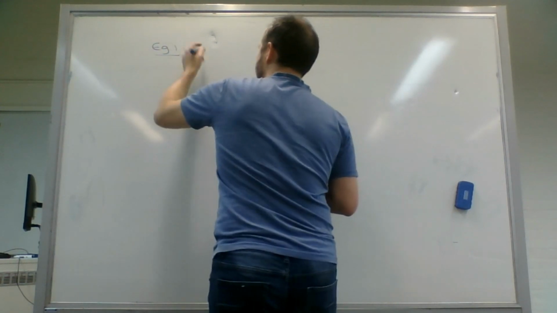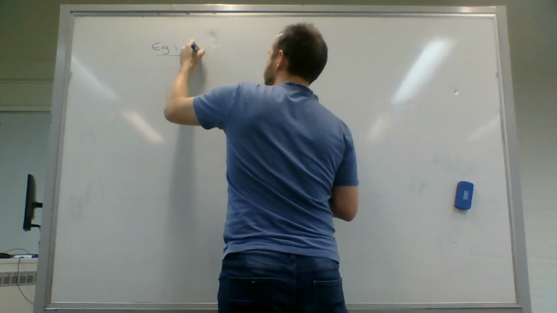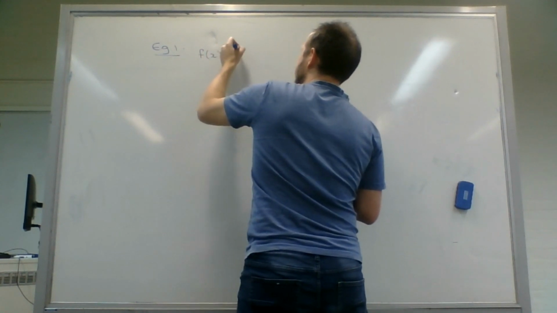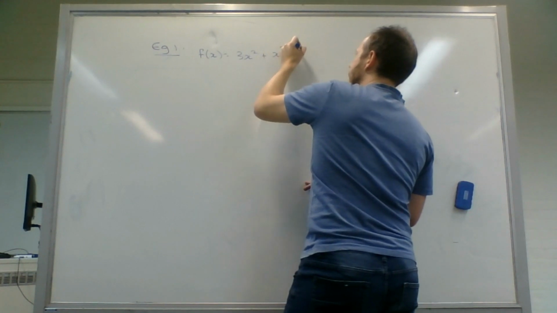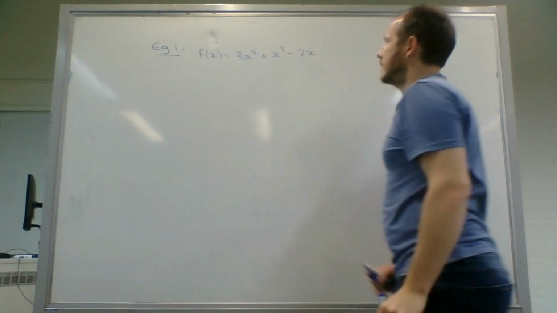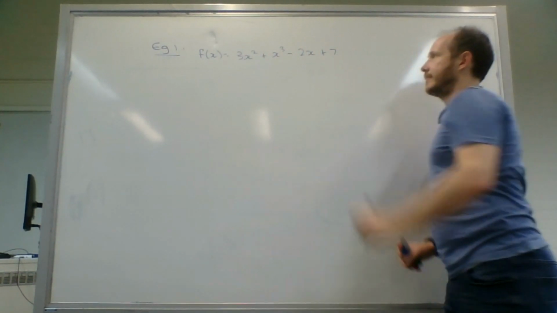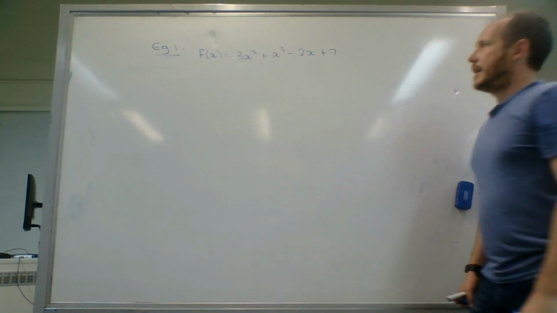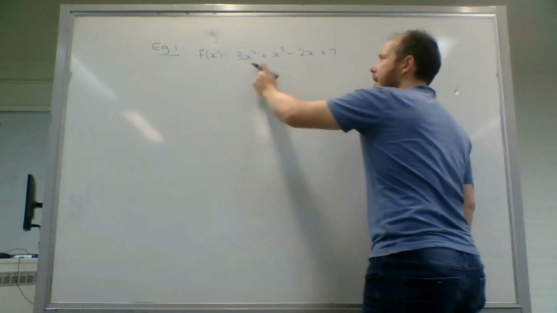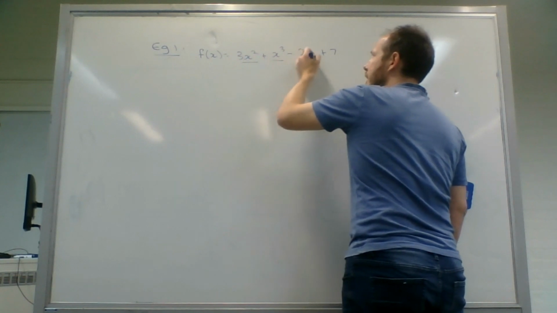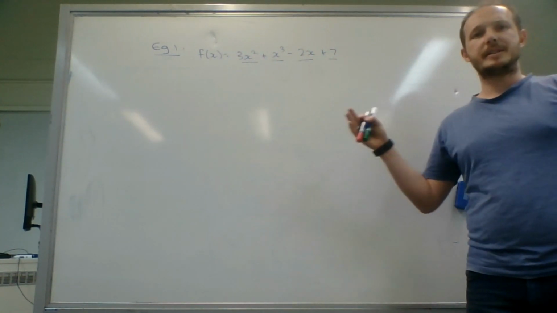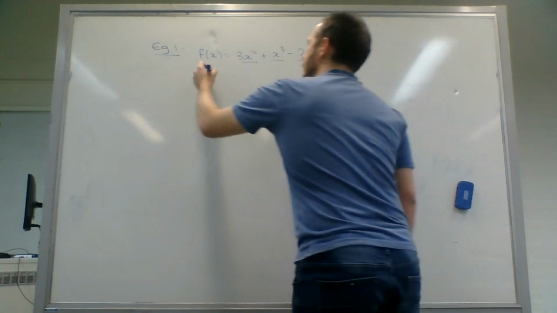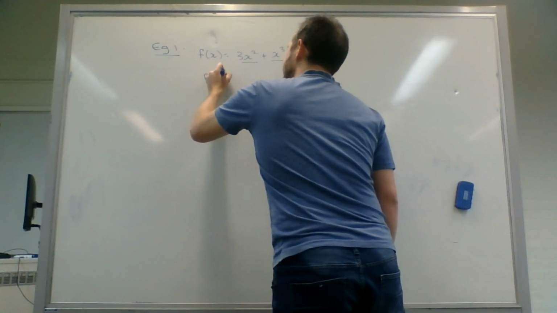All right, so every one of these ones, we're just going to find the derivative. So here's f of x. So we've got 3x squared plus x cubed minus 2x, okay, plus 7. All right, I want to find the derivative. Now, when I find the derivative, I find the derivative term by term, okay? So I don't need to do the whole thing at once, I can do it one step at a time. All right, so f dash x.